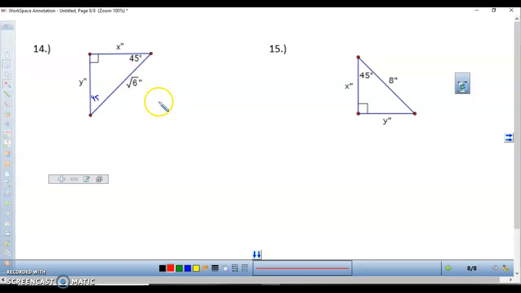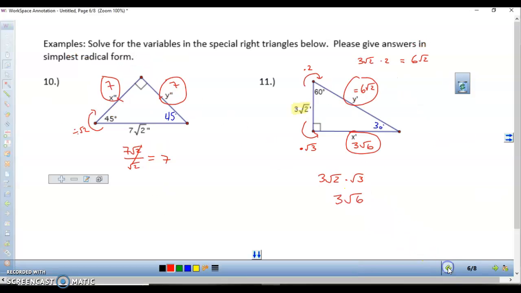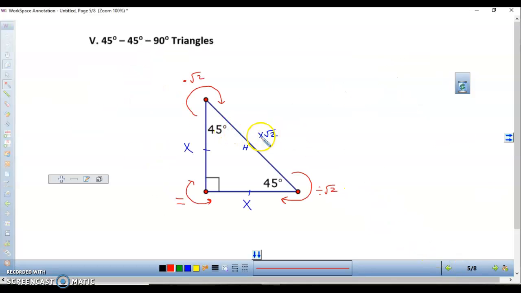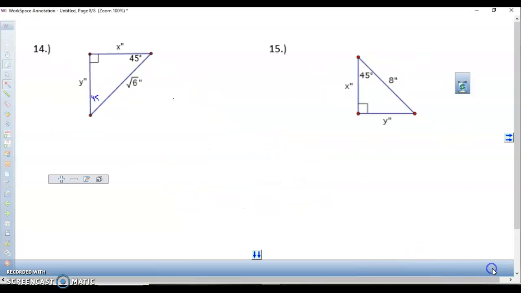Sorry about that. So, like I was saying, we're dealing with 45, 45, 90 triangles here. And back in the reference triangle, if you look at it, in a 45, 45, 90 triangle, to go from the hypotenuse to the leg, we divide by the square root of 2. So that's exactly what I'm going to do. To go from the hypotenuse to the leg, I'm going to divide by the square root of 2.